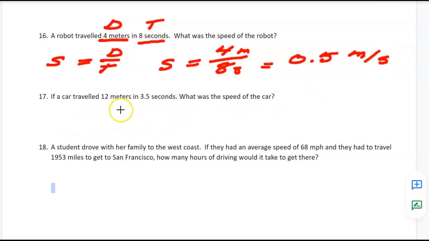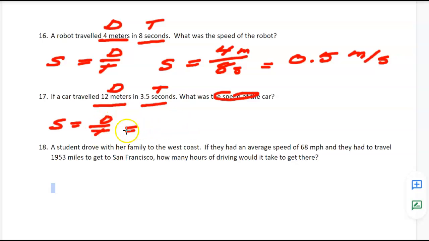Number 17, similar thing. A car traveled 12 meters, that's a distance, in 3.5 seconds, that's a time, but we're trying to find speed. So again, we have speed equals distance over time, and if we fill that in here, speed is what we're trying to find. We get 12 meters divided by 3.5 seconds.